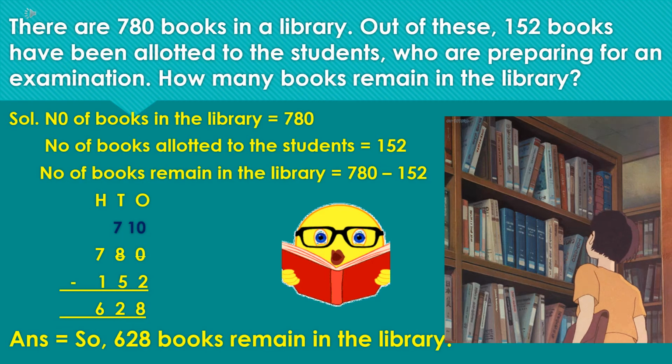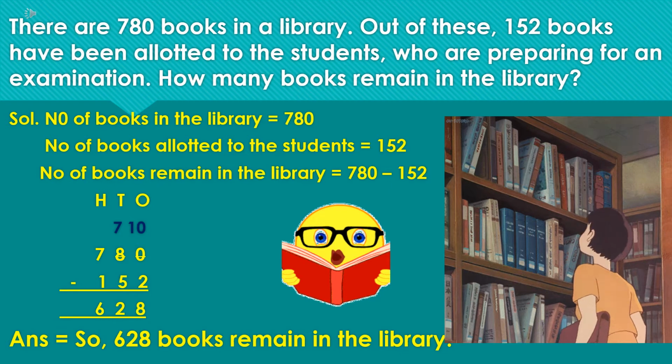Our first example is, there are 780 books in a library. Out of these, 152 books have been allotted to the students who are preparing for an examination. How many books remain in the library? So children, before solving any word problem, you have to understand it. आपको इसे समझना बहुत जरूरी है. First you have to identify what information has been given to you in that question. आपको उस question में क्या information दी गई है, सबसे पहले वो समझना जरूरी है.